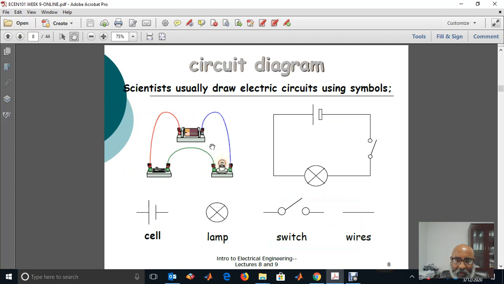Now, we represent circuit elements by symbols. To simplify the analysis and the study of electric circuits, we use symbols. For example, here I have a battery, a switch, and a lamp. So the lamp is represented by this symbol, the battery by this, and the switch by this. Here the switch is open. So these are some of the symbols which are used for electric circuits.